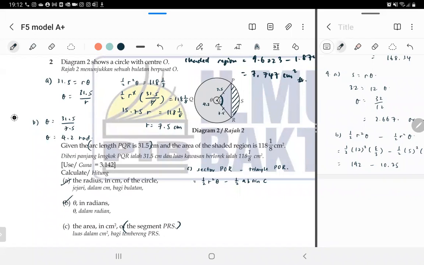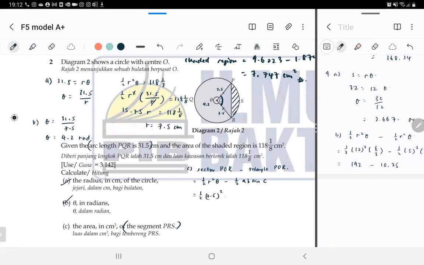You guys, anyone got the answer already? Is segment PRS 34.1069430 cm2? Correct, but round off to 4 significant figures. Okay, 34.11. Correct, 34.11. Can do.